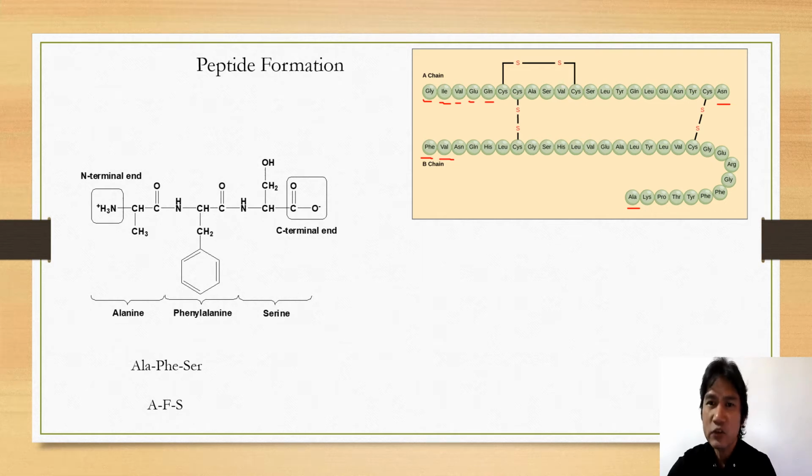Now, as you can see here, there is a sequence. My insulin and your insulin must have the same order of amino acids. The order must not be altered. As you can see here, how many amino acids are in the chain? 1, 2, 3, 4, 5, 6, 7, 8, 9, 10, 11, 12, 13, 14, 15, 16, 17, 18, 19, 20, 21. This is the 21st amino acid, if I'm not mistaken.